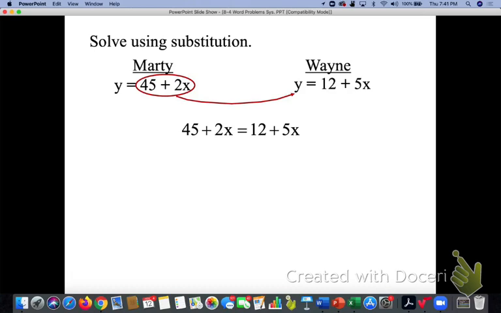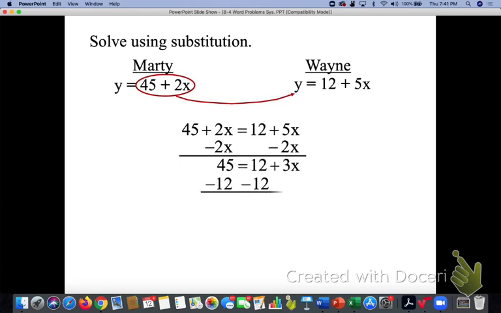Substitute the 45 plus 2x in for y, and now we've got 45 plus 2x equals 12x. Let's get our x's together. I'm going to subtract 2x on both sides. And now I'm going to subtract 12 on both sides of the equation. Now we're left with 33 equals 3x. I'm dividing both sides by 3, and we get x equals 11, as was predicted, as was what we saw.